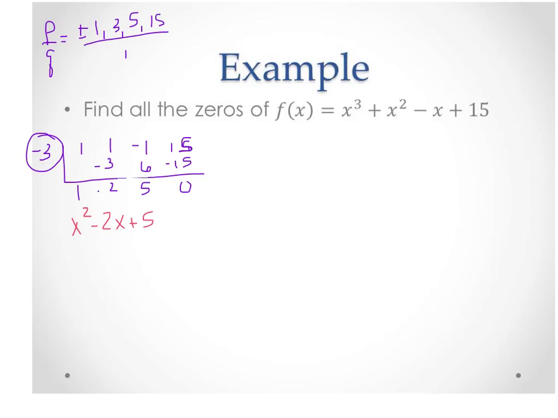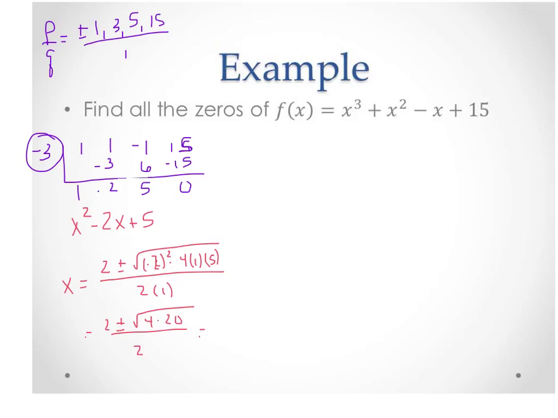That leaves us with a quadratic, and when you get down to a quadratic, sometimes it's just easier to go ahead and solve using quadratic formula, because this doesn't factor, so it's not going to have any more rational zeros. So you're looking at -b plus or minus the square root of b squared minus 4 times a times c all over 2 times a. So 2 plus or minus the square root of 4 minus 20. So 2 plus or minus the square root of -16.